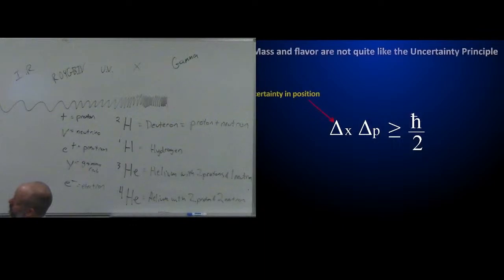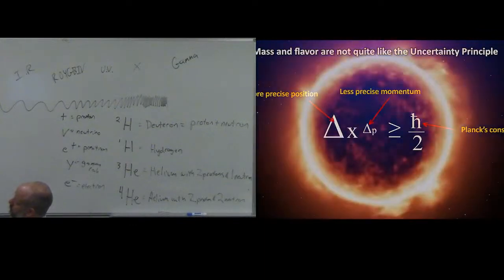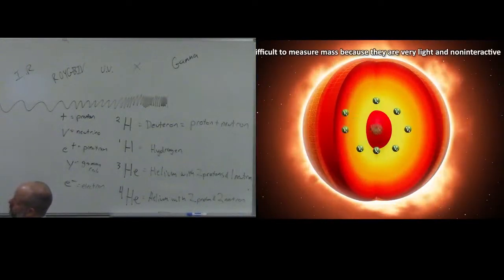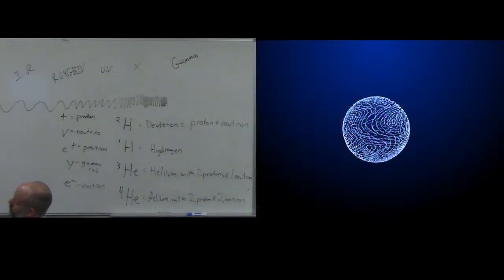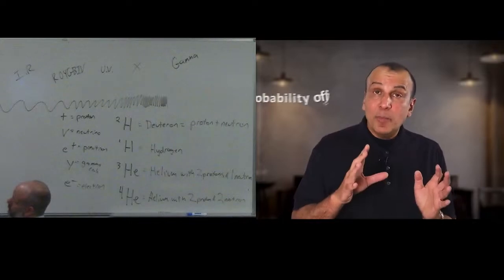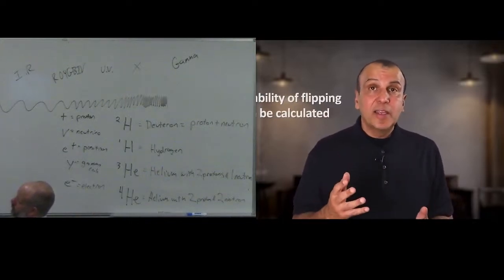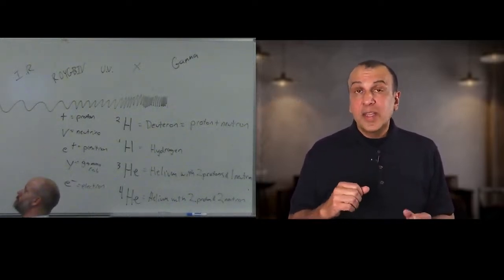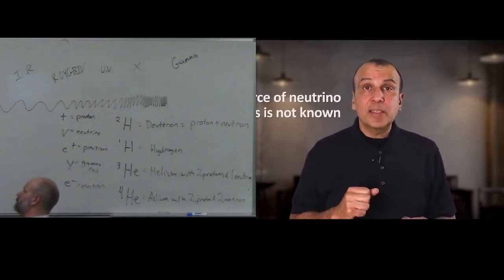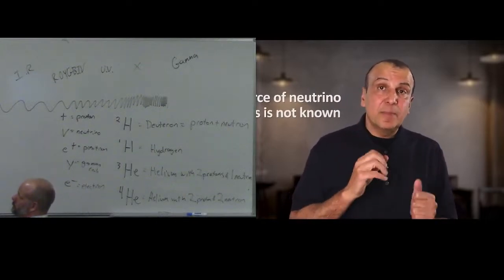Unlike the uncertainty principle, there's no reason why we should not be able to measure the mass of the neutrinos. In principle, the mass could be measured, but they're just so light and non-interactive that we don't have a way to pin down its masses precisely, at least not yet. The probability of it flipping or oscillating between the electron and muon neutrino flavors can be precisely calculated, and observations confirm this. The source of this neutrino mass, and hence the oscillation, is the mystery.